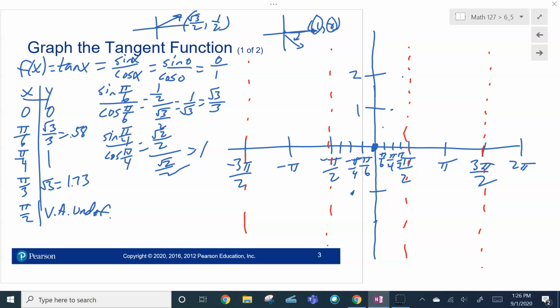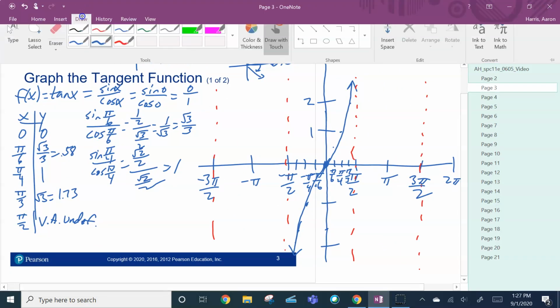I could plot negative pi/6. I'm going to get negative root 3 over 3, which is negative 0.58. I'm going to plot negative pi/3, and I get negative root 3 over negative 1.73. So I'm about right here. And then I'm just going to kind of smooth this out, do my best to draw this tangent function. Okay, so that's your tangent.